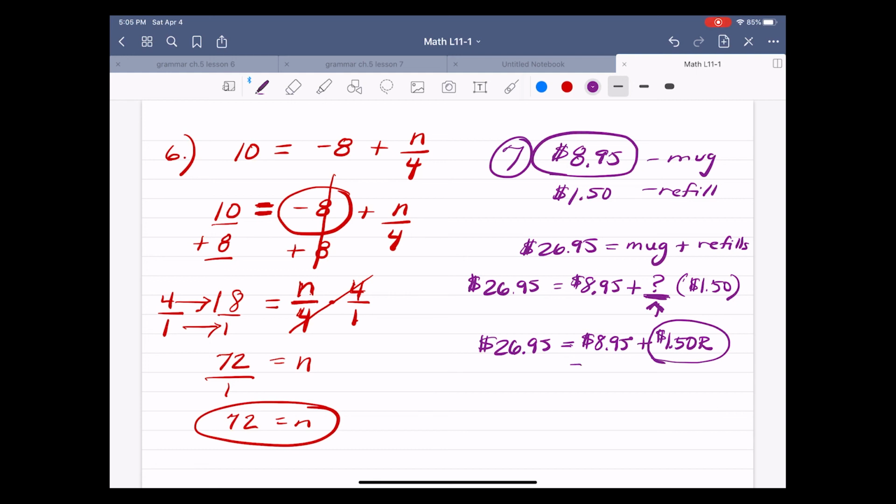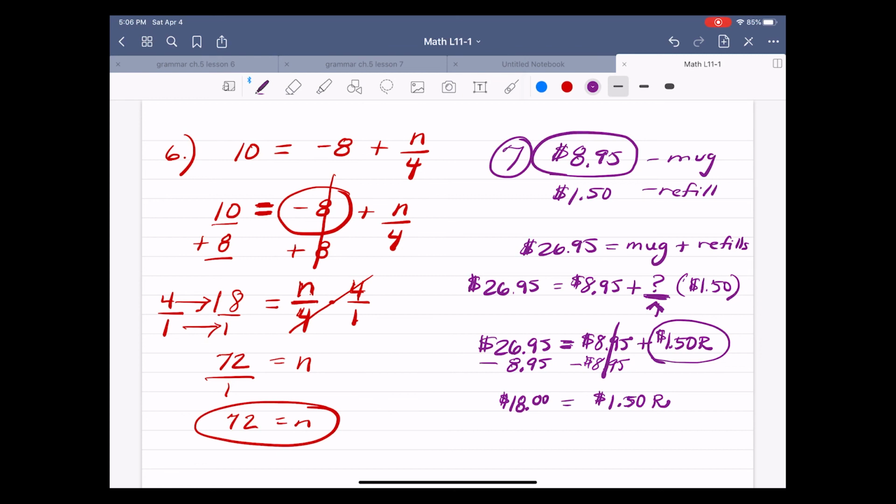So we want to get rid of this $8.95. So we're going to subtract $8.95. If we subtract it from the right side of our equation, we have to subtract it from our left side of the equation. $8.95 minus $8.95 is 0. And so we know now if we bring everything down, $1.50 R equals $26.95 minus $8.95. See if you can beat me on your calculators at home while I do this. And the answer is $18 equals $1.50 R.